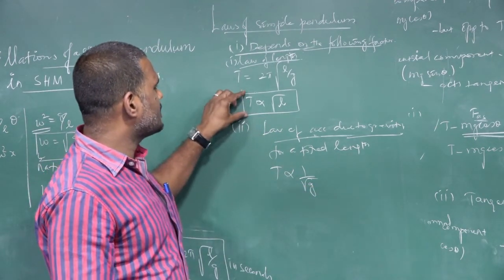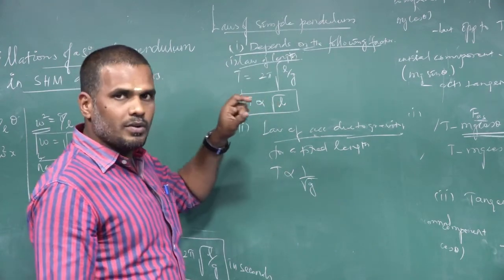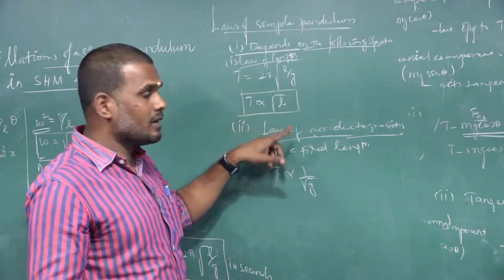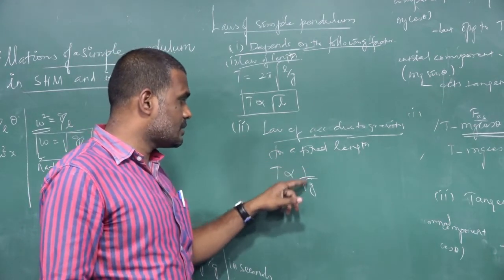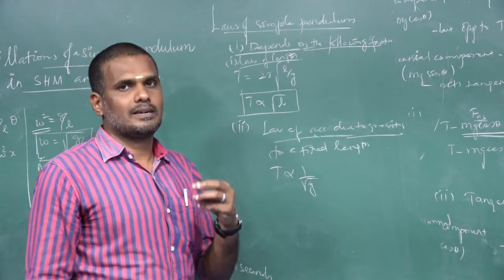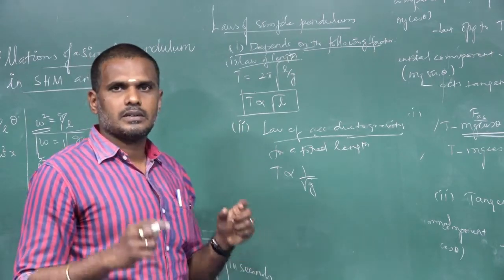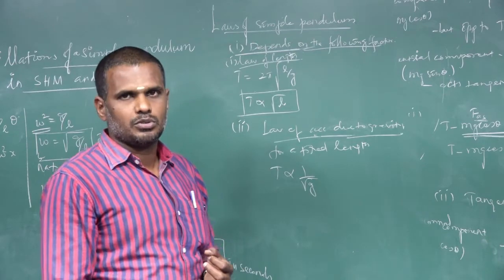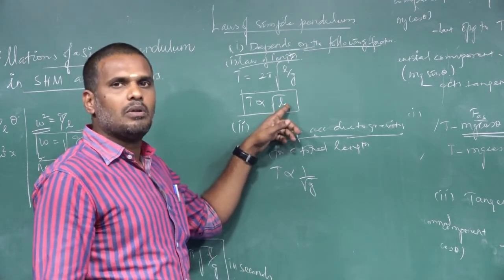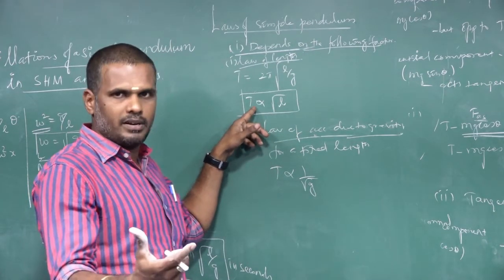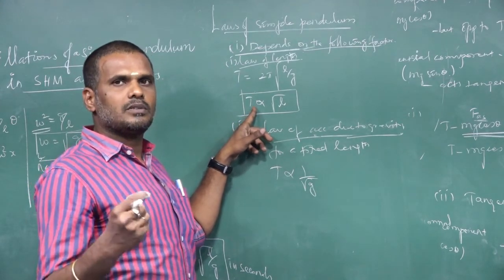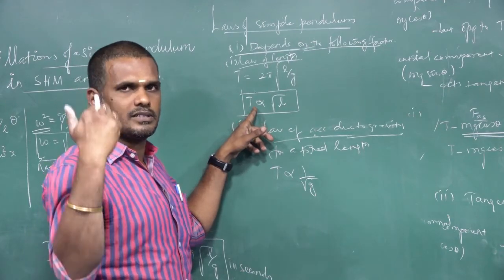So, the time period of oscillation for a fixed value of acceleration due to gravity is directly proportional to the square root of length. For a fixed length, it is inversely proportional to the square root of g. So, the time period of a simple pendulum depends upon the length of the pendulum and the value of acceleration due to gravity. The greater the length of the pendulum, the greater the time period of oscillation. What is the meaning of that? The time taken for one complete oscillation will be more if the length is increased.